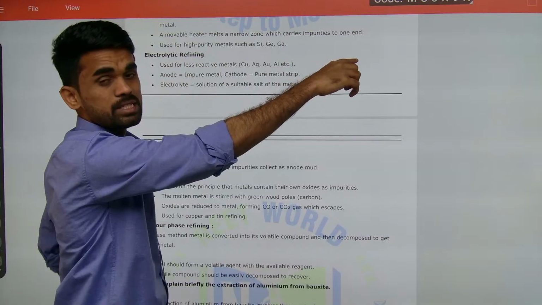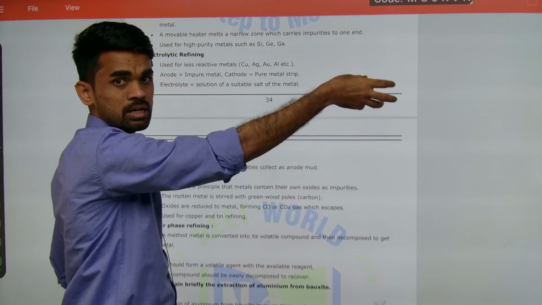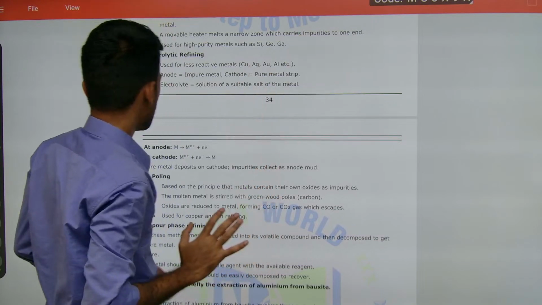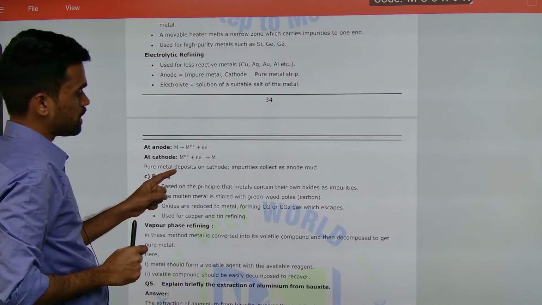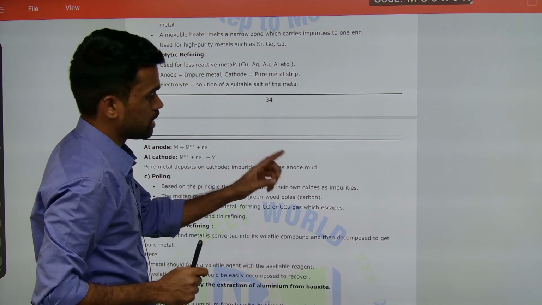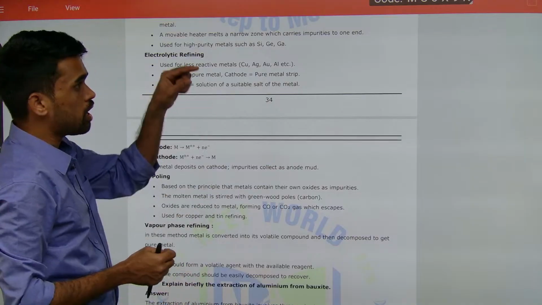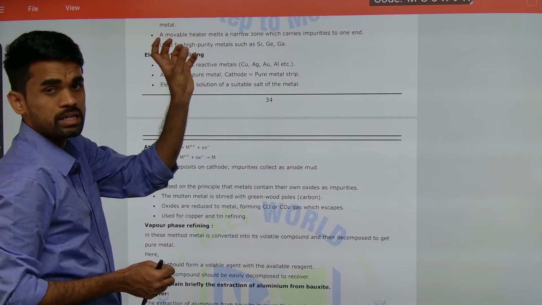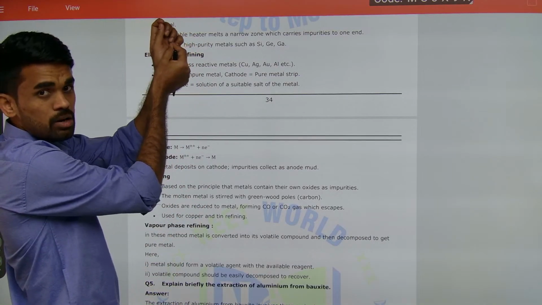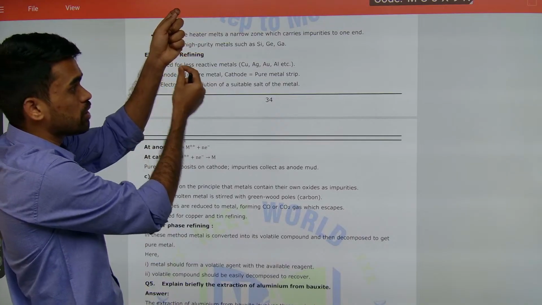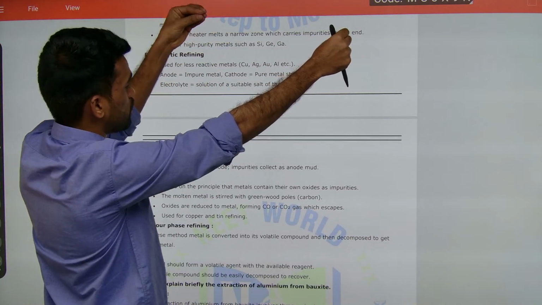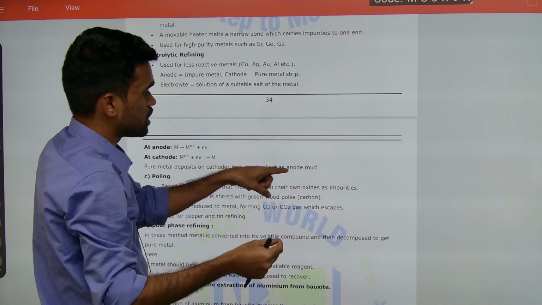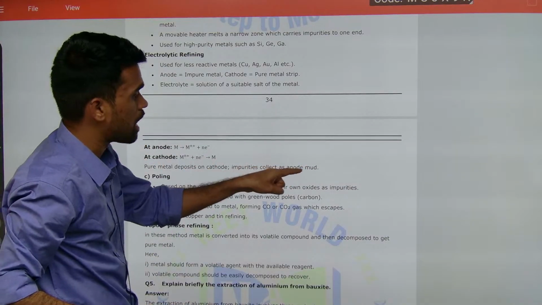At the cathode, reduction takes place. All those metal ions get deposited onto the cathode by undergoing reduction. So pure metal deposits on the cathode, and impurities collect as anode mud. The impure metal is taken as anode, and the purified metal we want goes to the cathode side. The impurities fall to the bottom of the anode electrode, and that is considered to be anode mud.